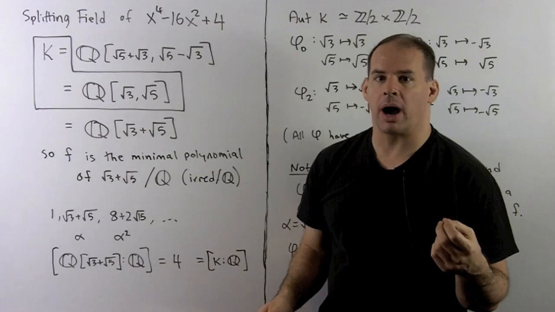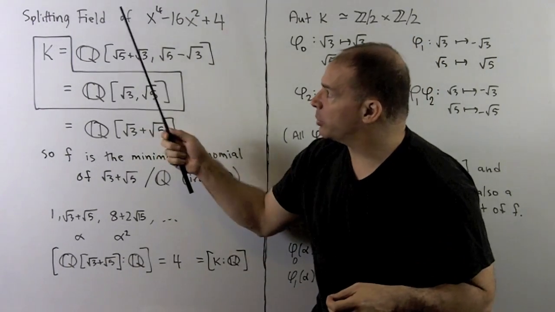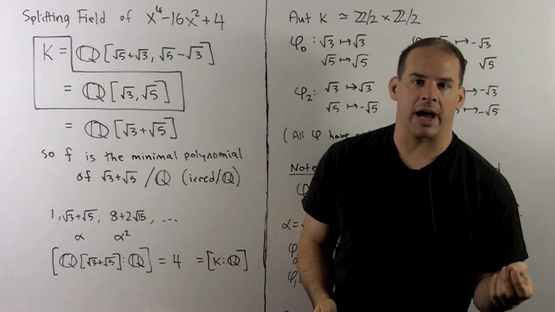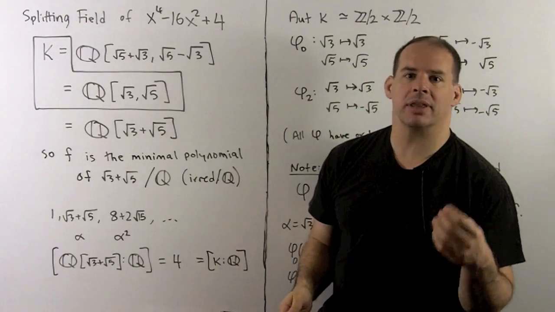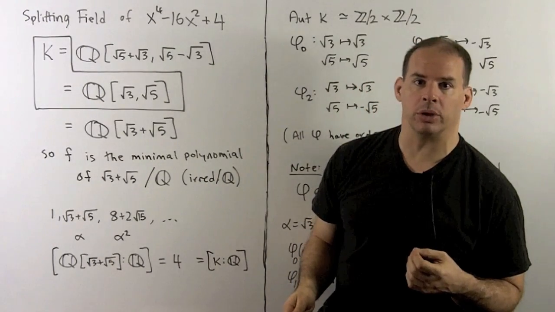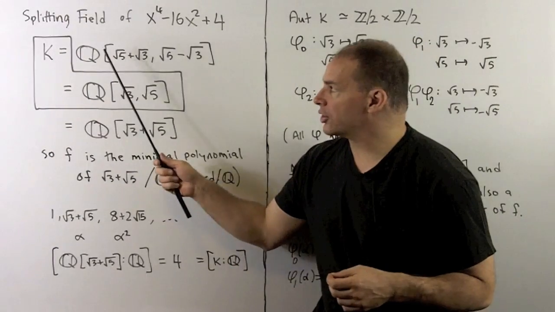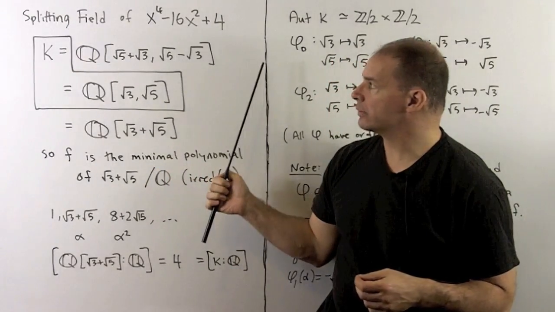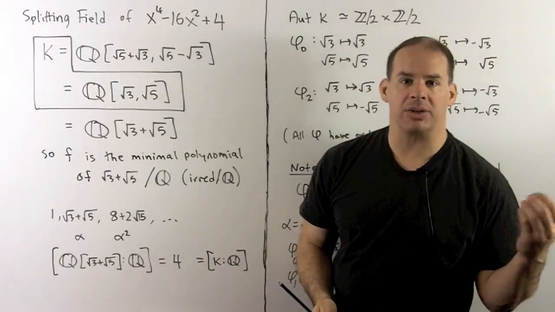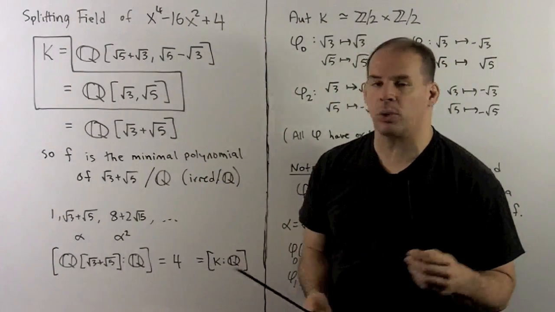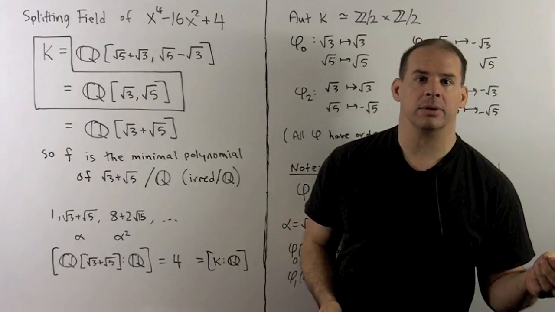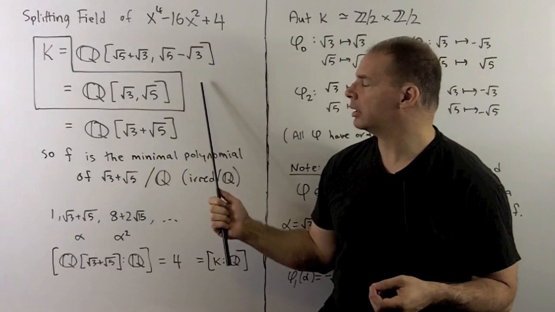To answer the original problem, we want the splitting field of our polynomial over the rationals. It's going to be the smallest subfield of the complex numbers that contains all roots of the polynomial. So we take the rationals, we adjoin all of our roots. Here we need only the positive roots. And we can clean this up to get Q adjoin square root of 3, square root of 5. So that's our splitting field.